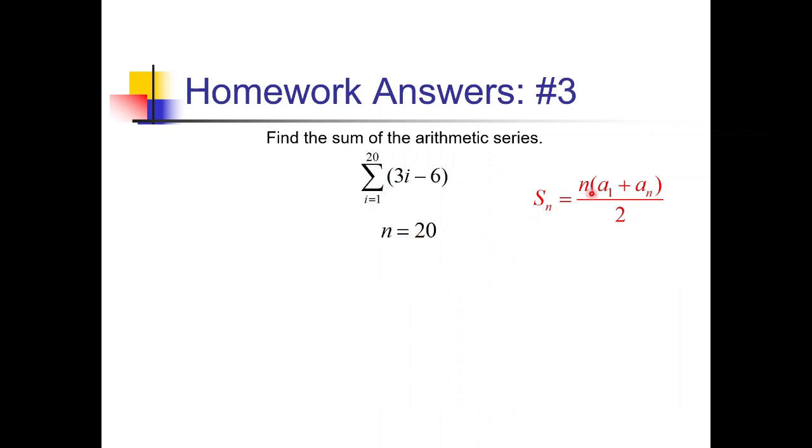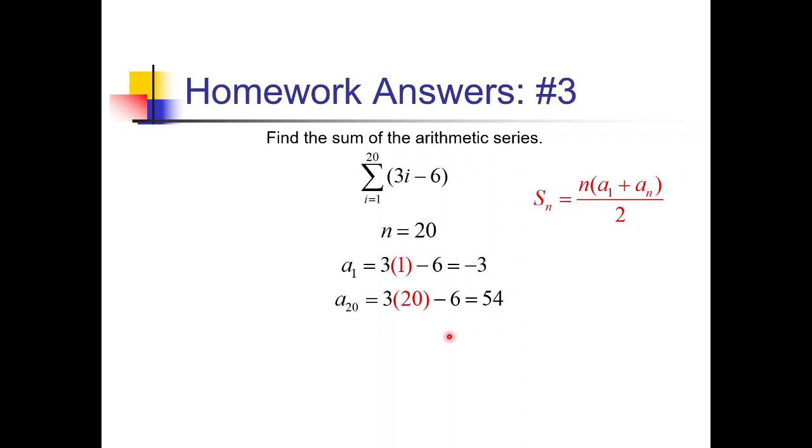A sub 1 is what I get when I plug in 1, or at least the first index for my summand. So that's going to be 3 times 1 minus 6, which 3 minus 6 gives me negative 3. And then for a sub n, that's the upper limit of summation being plugged in here. So we'll have 3 times 20 minus 6, which is going to give us 60 minus 6 is 54.